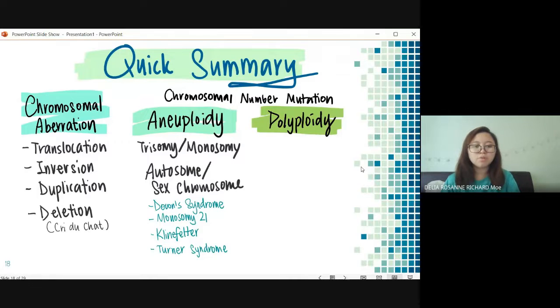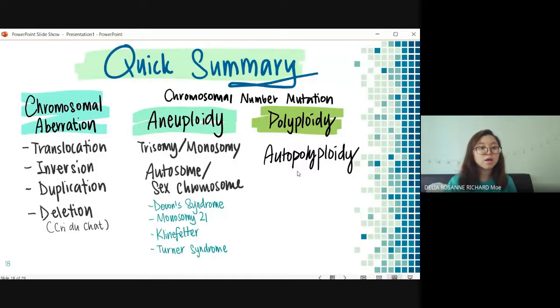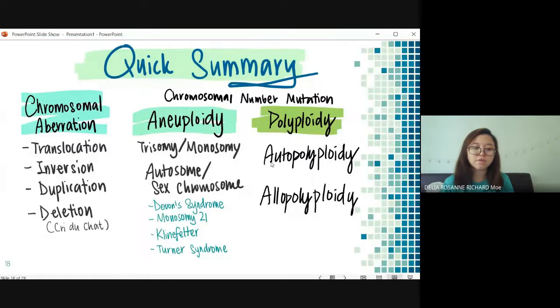And polyploidy. Polyploidy, it can be natural because the animal mated with other animal, different species, or it can occur because of mutation. Mutation because of mutagens. Contohnya kalau kita letak chemical colchicine. Okay, so polyploidy, it can be divided into 2 types, which is autopolyploidy and allopolyploidy. So itulah mutation 7.1, 7.2, 7.3.